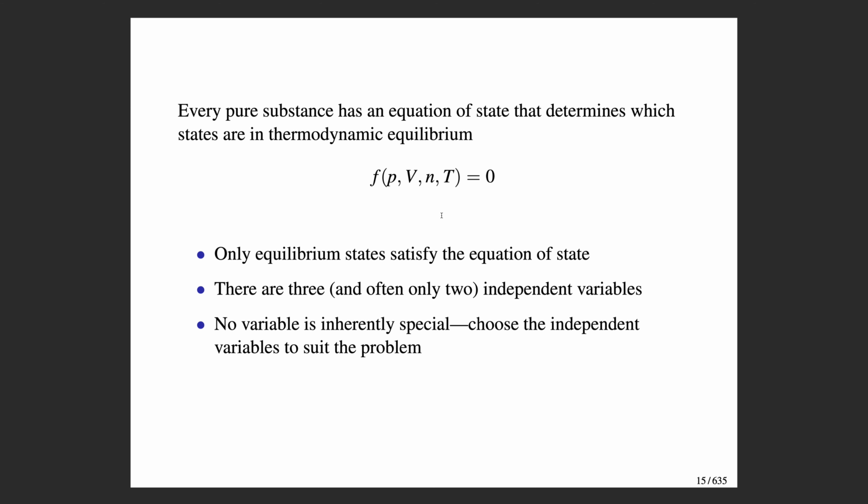It's also important to realize that none of these variables are inherently special. Okay, we can choose any 2 variables that we want. Let's just assume number of moles is fixed. What we'll typically do is choose 2 of the variables to be the independent variables, and then the other one will be the dependent variable. And what I wanted to point out here is that we are free to make that choice as we see fit. That is, we can choose the independent variables as we want to suit the special needs of our problem. And you typically do that to make the problem as easy as possible in order to solve it.